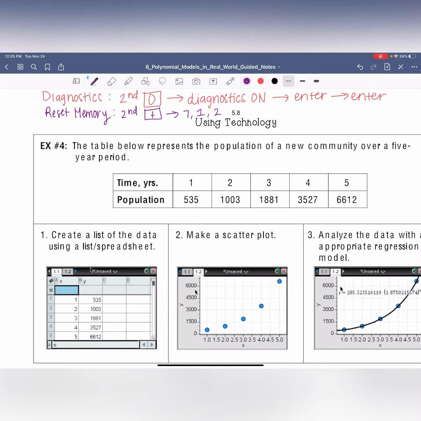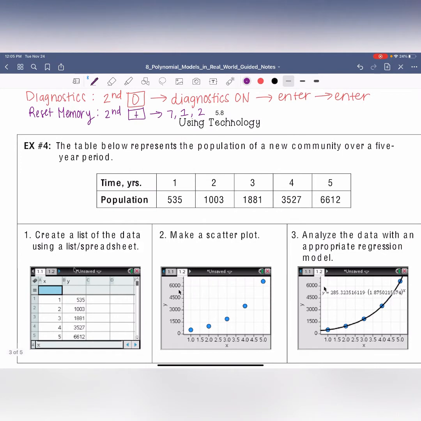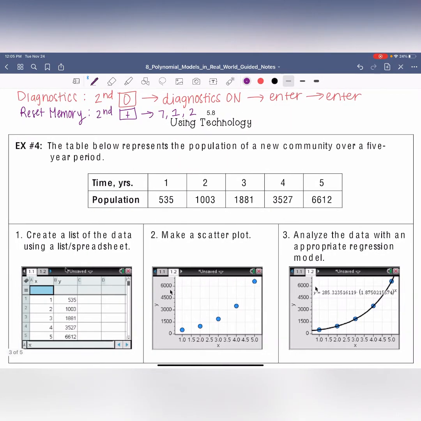Okay, so it says the table below represents the population of a new community over a 5-year period of time. So here it is. And then remember the whole reason we turned on that diagnostics, that's what's going to give us our correlation coefficient, or that's what's going to tell us how strong is the regression that fits the data. So we need to go type this into our calculators. The directions I'm going to give you is for the TI-84, not for the app. The app is similar enough that you guys will be able to figure it out, but I really want you to know how to do the actual calculator.